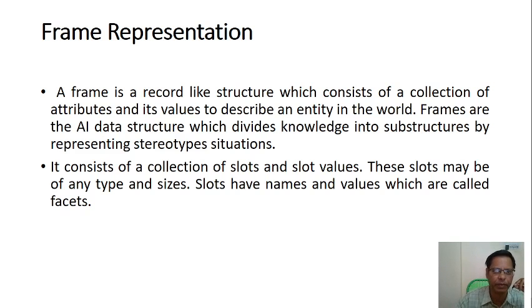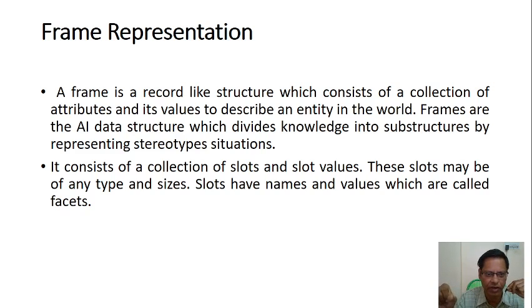Next is frame representation. What is a frame? A frame is a collection of objects, meaning names or words. A frame is a record-like structure which consists of a collection of attributes and its values to describe an entity in the world. Frames are an artificial intelligence data structure which divides knowledge into substructures by representing stereotyped situations. Stereotypes are related to the framing of the sentence.